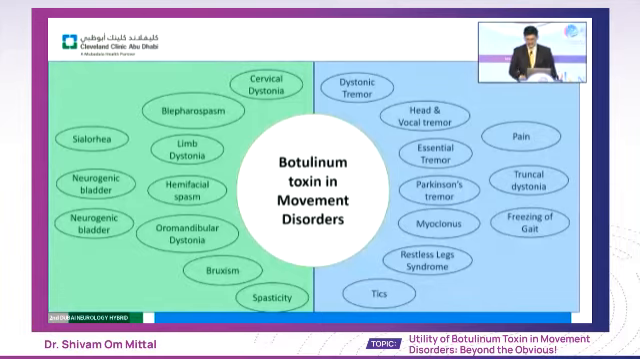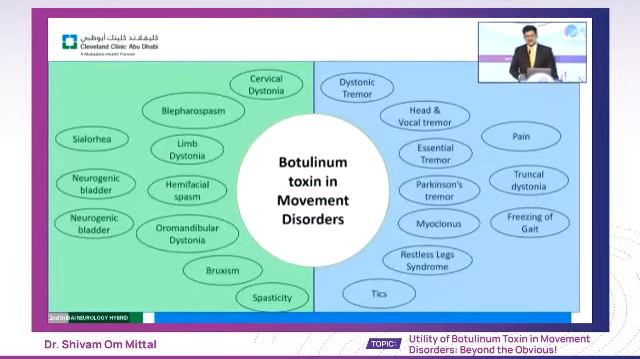Now, on the left-hand side, you can see the green color. This is the obvious conditions that we have been using botulinum toxin for. All these conditions: cervical dystonia, blepharospasm, limb dystonia, hemifacial spasm, oromandibular dystonia, bruxism, spasticity, sialorrhea, which is drooling of saliva, neurogenic bladder, and I wrote it twice.